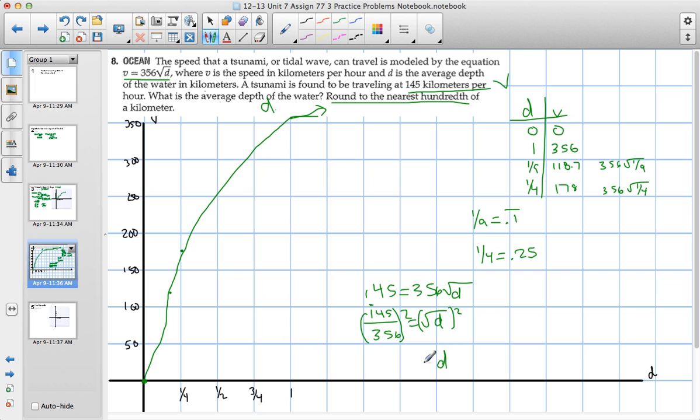And so now here's where you do your handy-dandy calculator magic. You'll do 145 divided by 356, and then you square the result, and you're rounding to the nearest hundredth. So the depth when the tsunami is traveling 145 kilometers per hour will be 0.17 kilometers. And that is a reasonable answer because I can see that that's between 0.1 and 0.25. So the answer actually makes sense. That's how we analyze graphs.